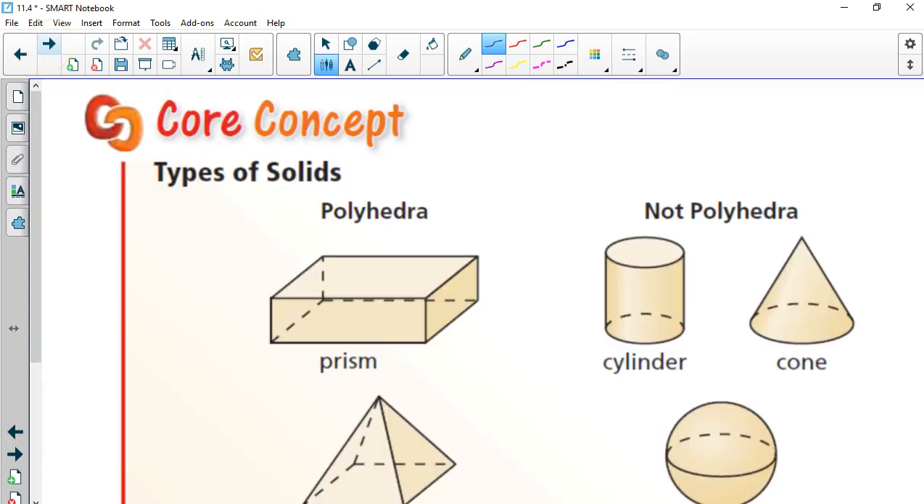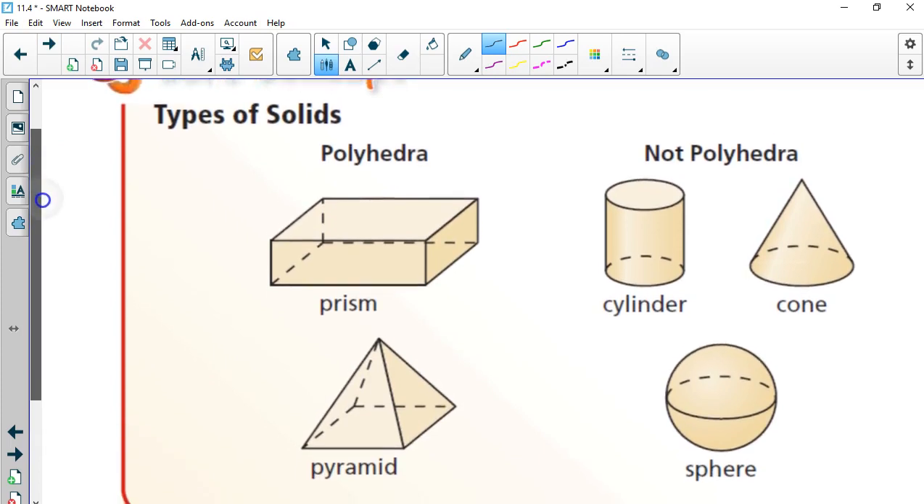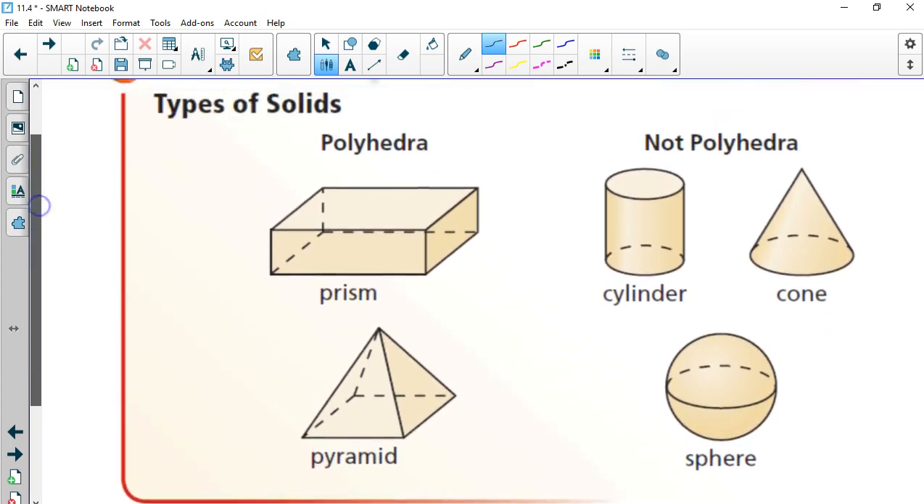All right. Core concepts. Types of solids. We have two classifications: polyhedra and not polyhedra. Under polyhedra, we have prism, basically a box, and a pyramid. Under not polyhedra, we have cylinders, cones, and spheres.